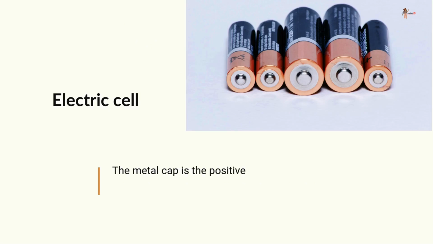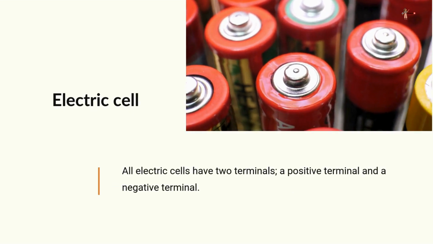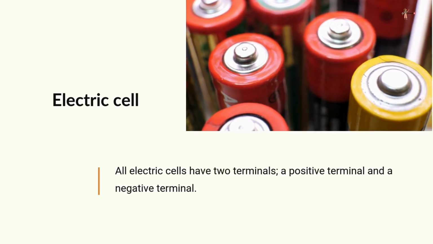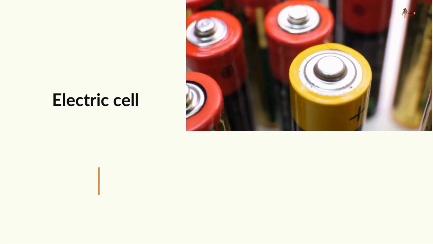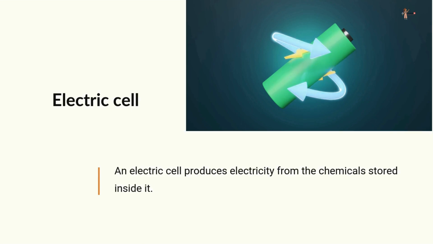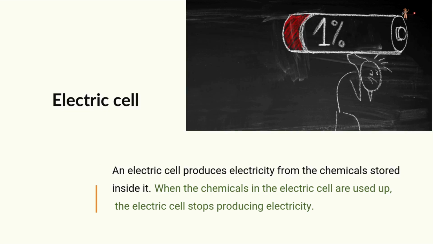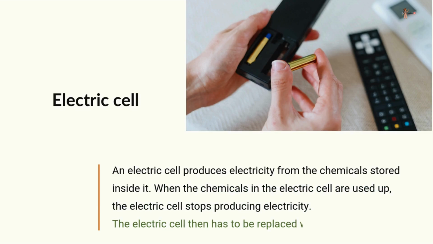The metal cap is the positive terminal of the electric cell. The metal disc is the negative terminal. All electric cells have two terminals, a positive and a negative terminal. An electric cell produces electricity from the chemicals stored inside it. When the chemicals in the electric cell are used up, the electric cell stops producing electricity. The electric cell then has to be replaced with a new one.